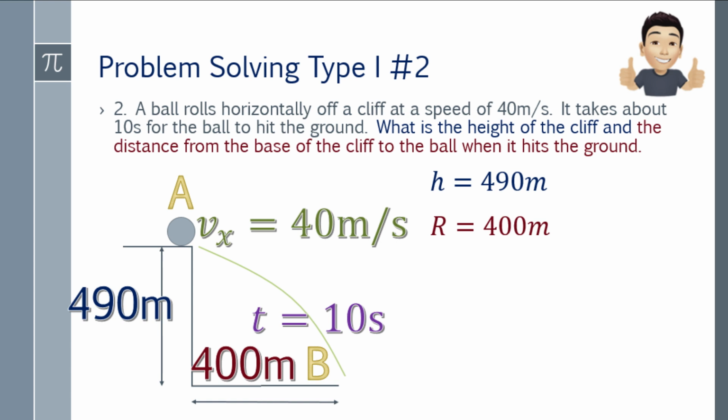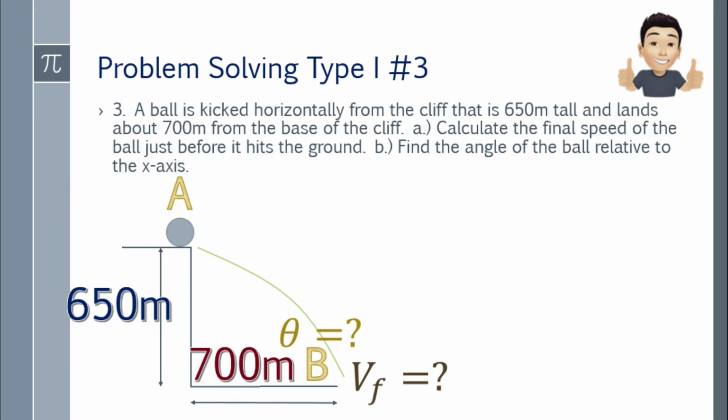So again, to the question, what is the height of the cliff and the distance from the base of the cliff to the ball when it hits the ground? The height is 490 meters and the range is 400 meters. Alright, so problem solving type 1, number 3. A ball is kicked horizontally from the cliff that is 650 meters tall and lands about 700 meters from the base of the cliff. Calculate the final speed of the ball just before it hits the ground and find the angle of the ball relative to the x-axis.